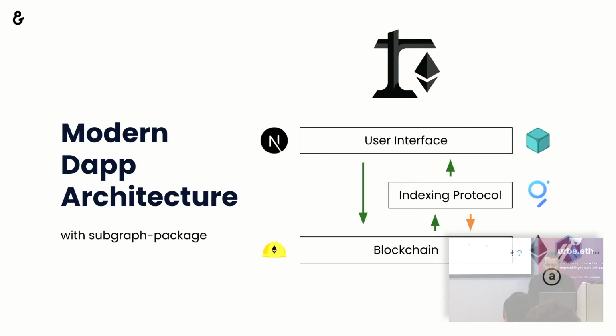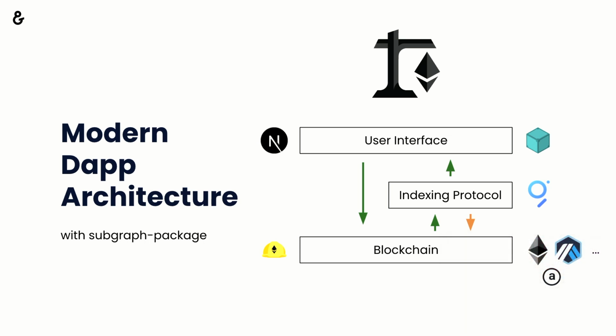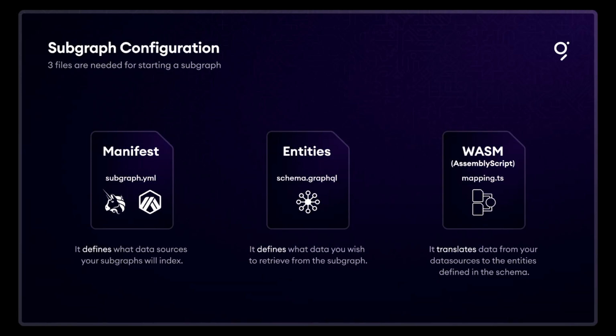So this is what we want to build with the subgraph package. It's just the same stack: Next.js front end, blockchain with Hardhat or Foundry, and then the indexing protocol is The Graph, which in this case we're running everything in Docker. Okay, so what is a subgraph exactly, technically?